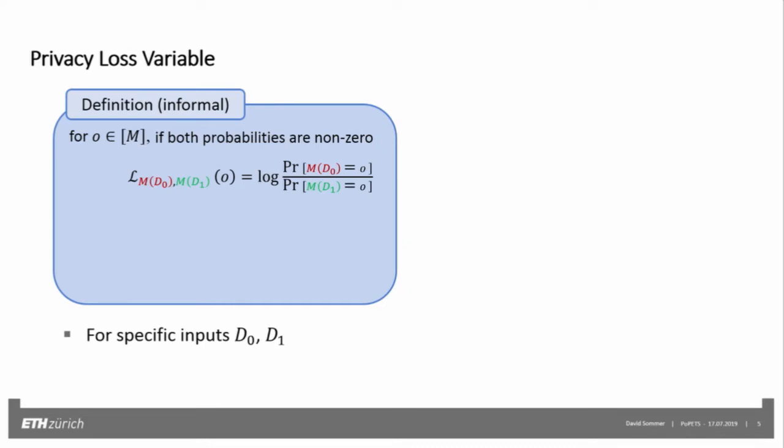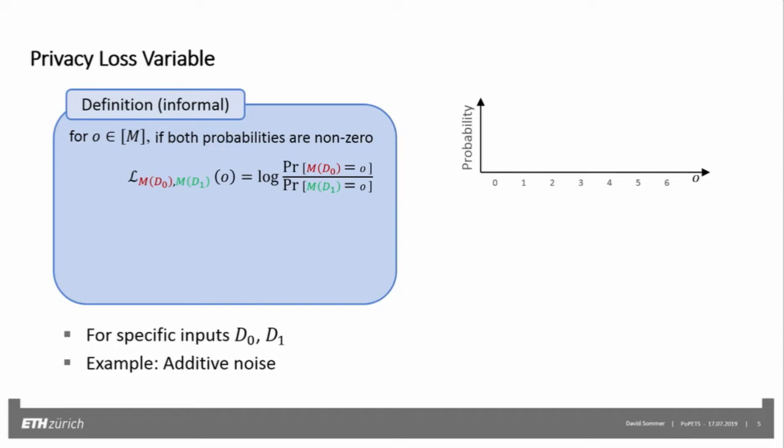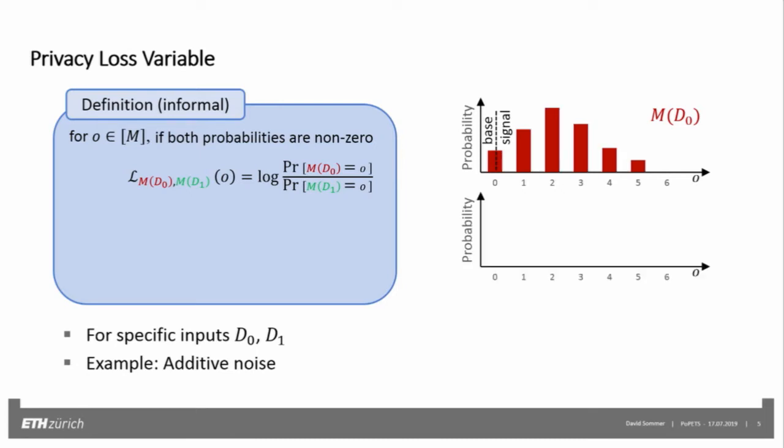What does that mean? This is for specific inputs. And as an example, when we have additive noise, here on the x-axis, there are the atomic events O, and we have a base signal, which the mechanism cannot influence. All it can do is add delay. For example, let's say these are seconds. As an example, we add no delay, or we add 1 second with a certain probability, or two, and so on. And the mechanism here, with the second input in green, has the base signal 1 second later. And for simplicity, we add the same noise as an example.